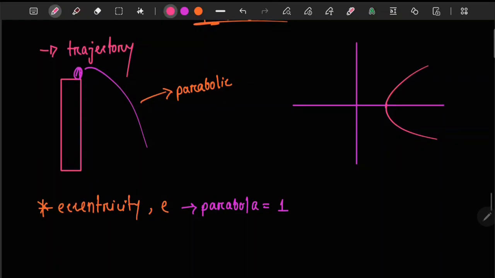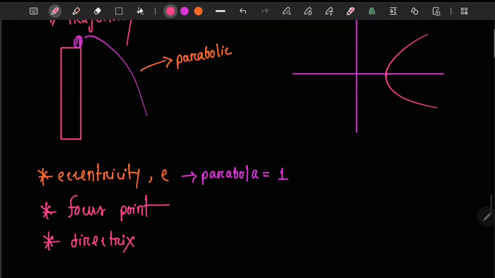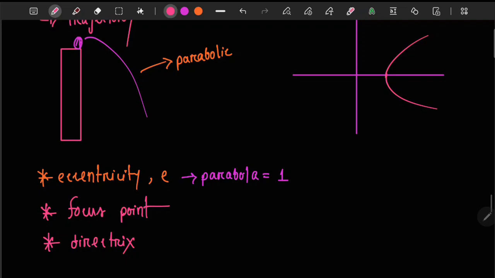Okay, before eccentricity there are certain more topics. Before understanding eccentricity, we would like to go to the topics that we have to learn to understand it. Those are focus point and directrix. So what is the focus point of a parabola and what is the directrix actually?